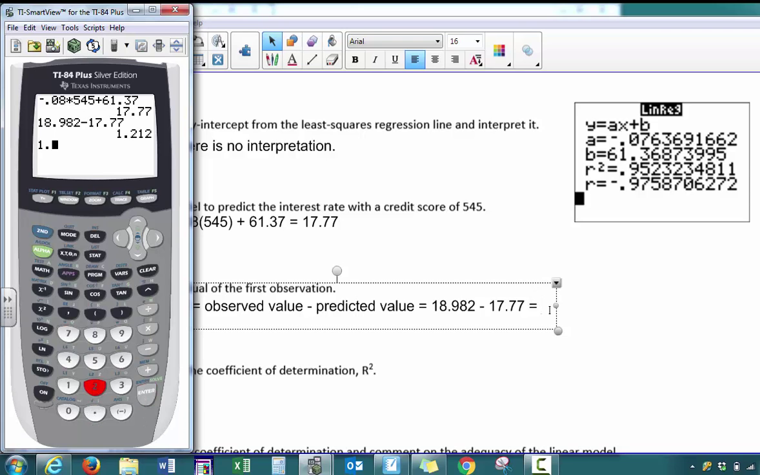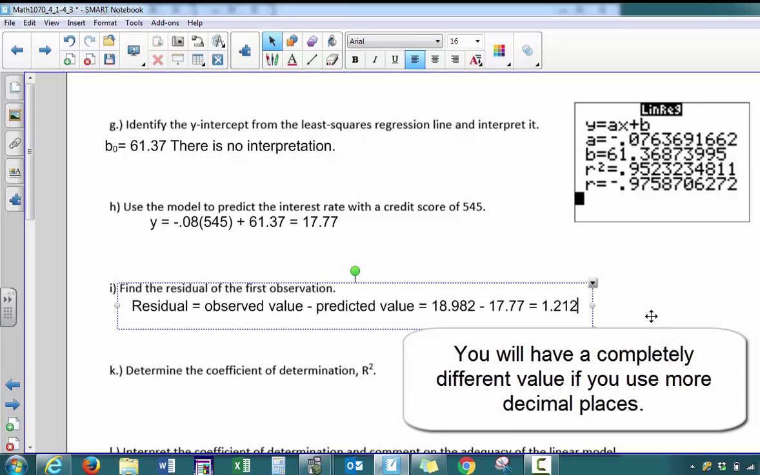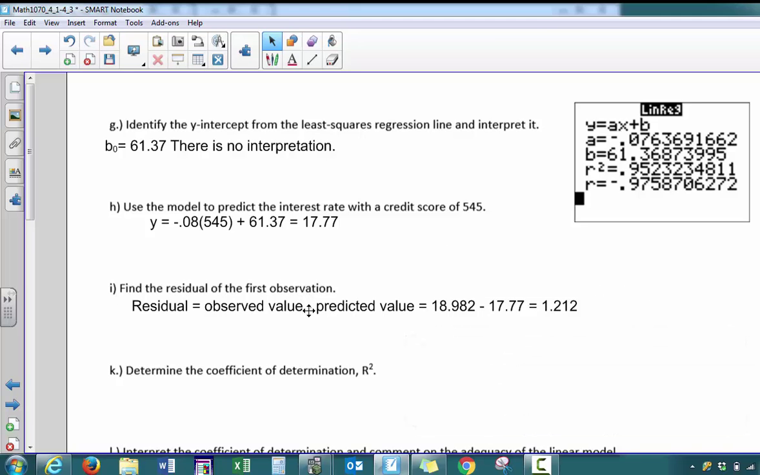Our residual is positive, which means that our point that we're looking at is going to be above our line.